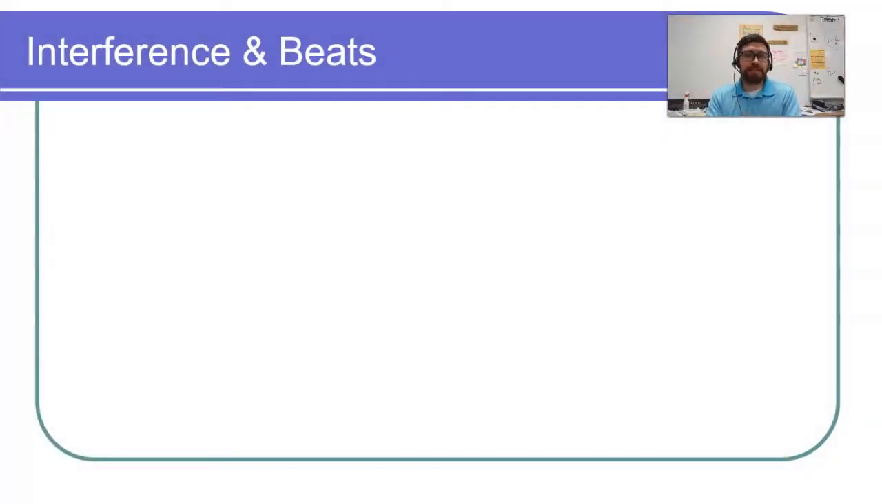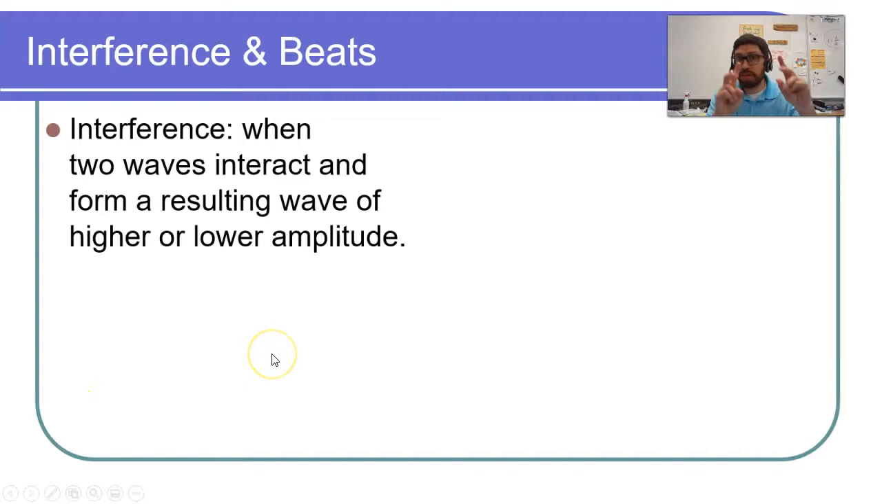And last, but certainly not least, we need to talk about interference, which with sound is called beats. Now, once again, this is a concept that all waves do. We're going to talk about interference with light as well, but sound has really interesting things with interference. So what is interference? Well, interference happens when two waves interact.